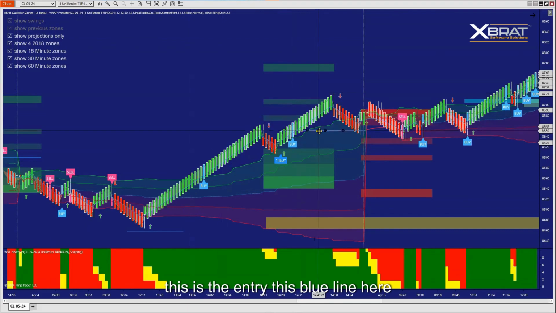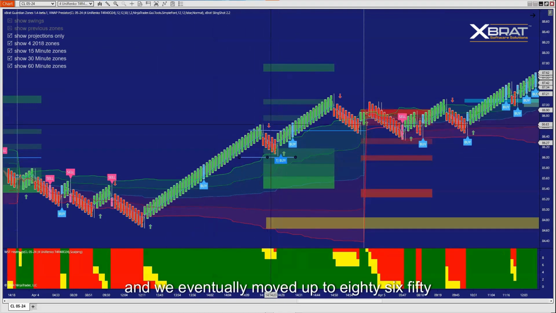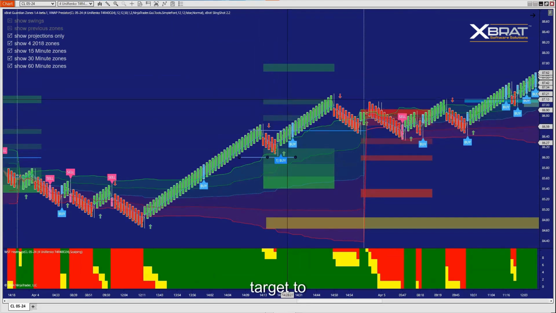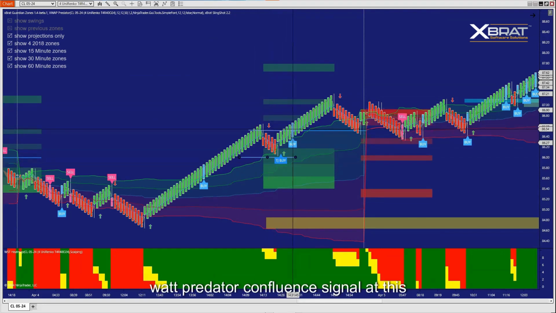This is the entry, this blue line here. The stop is there. 86 stop, 86.50 is the entry. 50 tick risk, and we eventually moved up to target 2, 87.10, 60 ticks. Good move. We also get a VWAP Predator Confluence signal at this point here, which just confirms that move.